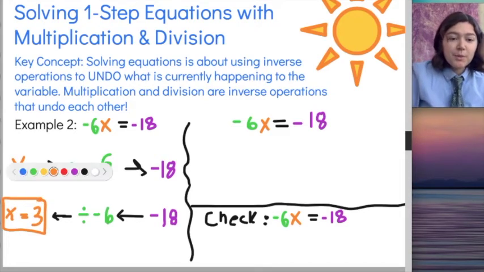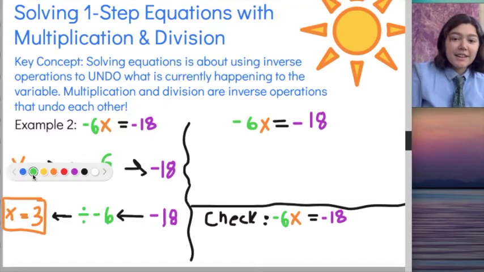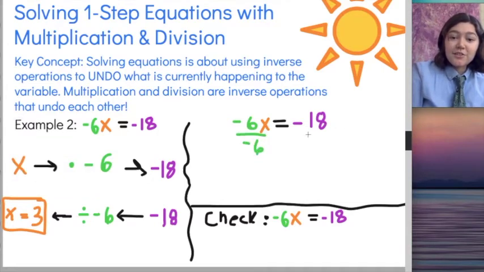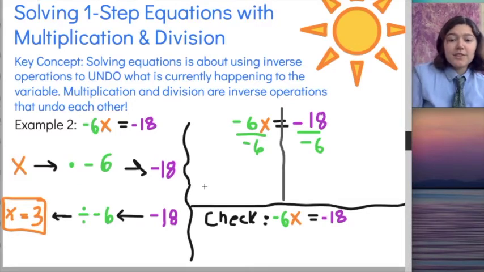I'm going to have you help me a little bit more this time. So I have negative 6 times x. What is currently happening to the x? Right, x is being multiplied by negative 6. So how do you undo multiplying by negative 6? Dividing by negative 6. Perfect. So I divide by negative 6. And if I do that to one side of my equation, I have to do that to the other side of the equation. If you want to draw this line, you're welcome to. If you don't want to, I don't really care if you do. But some students find that helpful. Okay, so what you do to one side, you have to do the other.